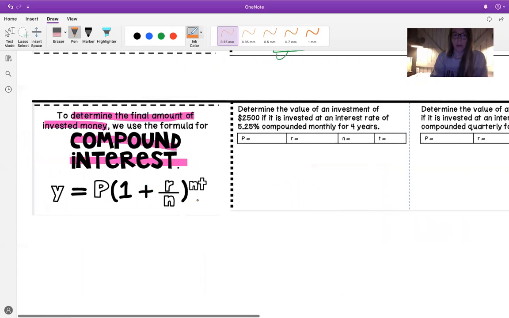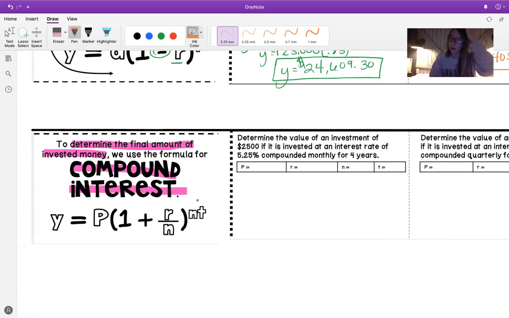Last one, we're talking about compound interest. And just a reminder, compound interest is if you don't pay off your credit cards, or you don't pay your bills, or, on the positive side, if you have savings, it builds interest over a period of time, so you're actually gaining money. So that's what it's talking about, compound interest.